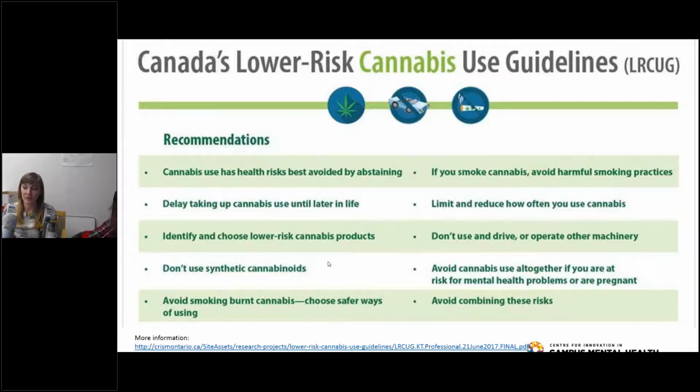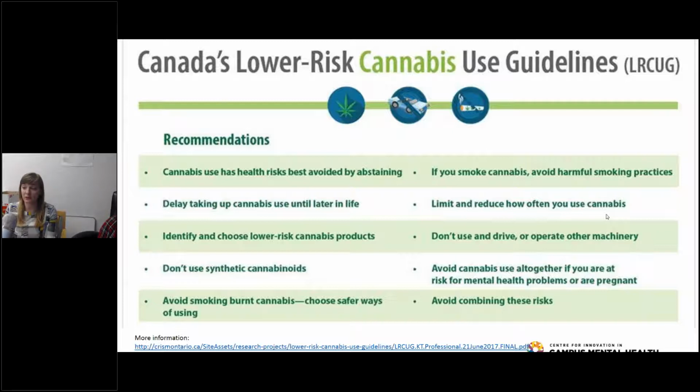Identify and choose lower risk cannabis products. This might include cannabis products that contain a higher CBD to THC ratio. Avoid the use of synthetic cannabinoids. And avoid smoking burnt cannabis. Although it's not risk-free, consider the possibility of choosing safer ways of consuming cannabis, such as vaporizers or edibles.